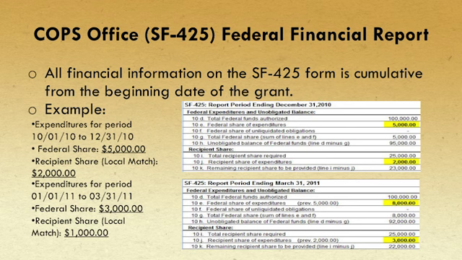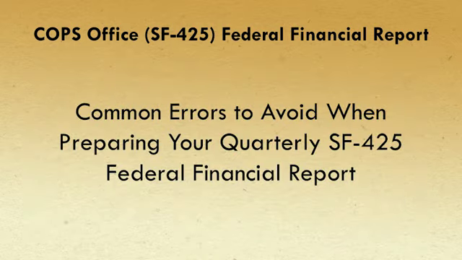You will always need to calculate the amount of expenditures for each quarter, then add those expenditures to the cumulative totals listed on the last report for your last period. The new totals will now be placed in the federal and recipient share boxes for current period. Common errors to avoid when preparing your quarterly SF-425 Federal Financial Report.